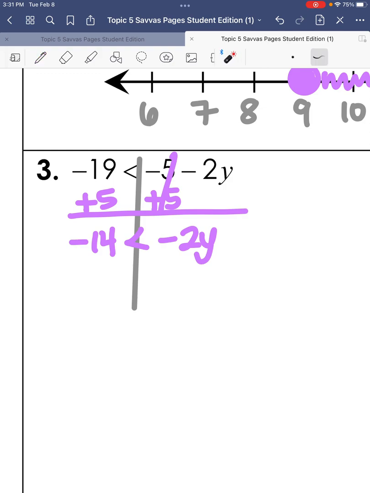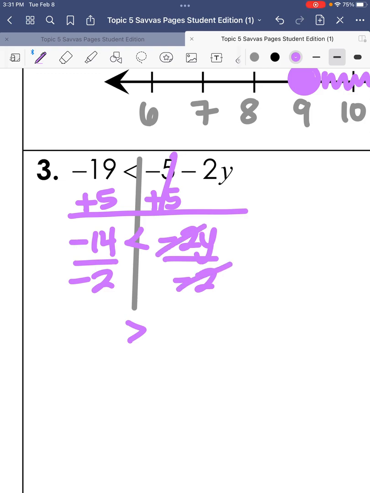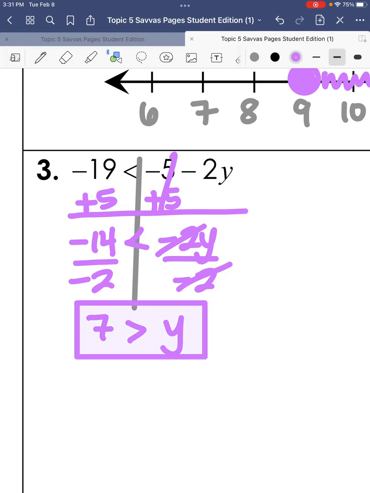Now, how is this -2 connected to y? It's connected through multiplication. So I undo that by dividing. So I'm dividing by -2 on both sides. Dividing by -2, what has to happen? The sign flips. So instead of it being less than, it's now greater than. Okay, on the side with the y, my -2's cancel out. Y comes down, it's by itself. On the other side, -14 divided by -2 is +7. So 7 is greater than y is my solution.